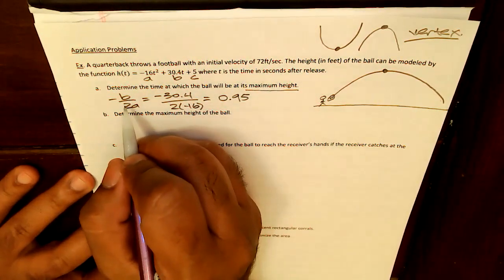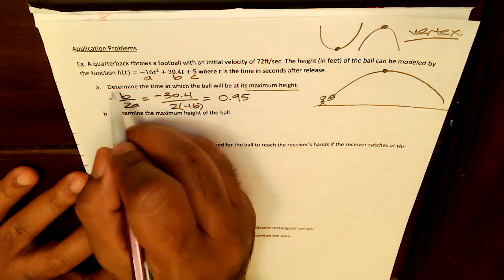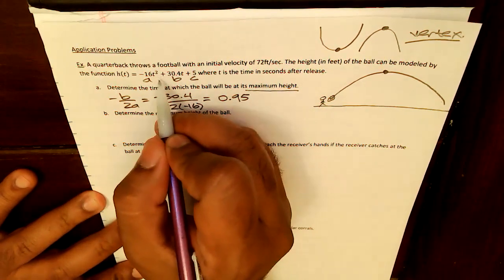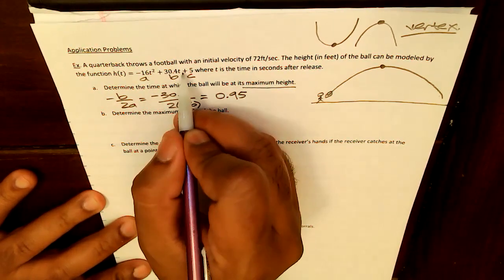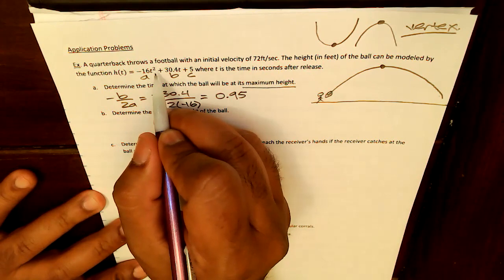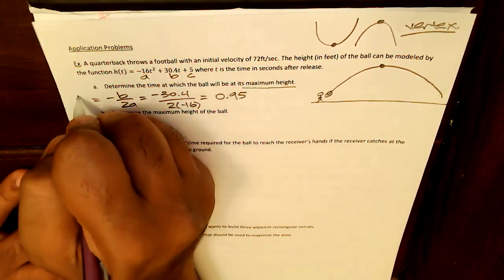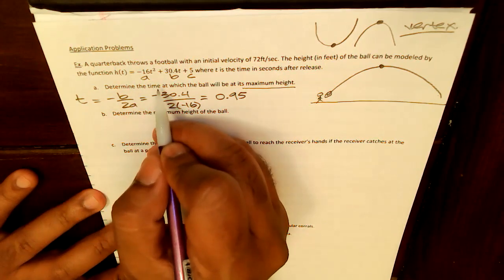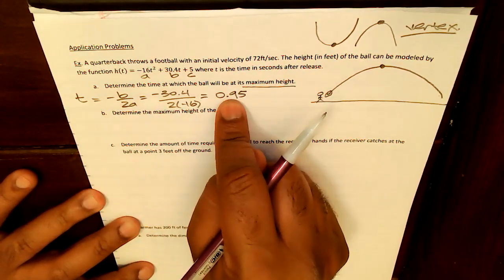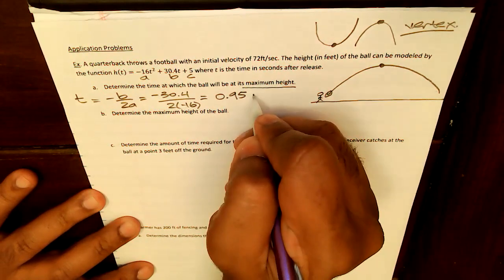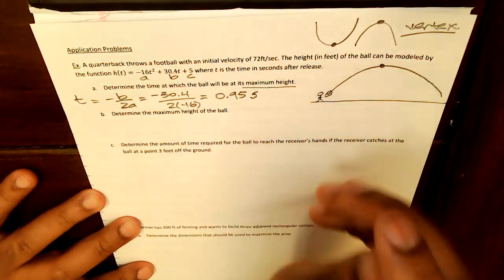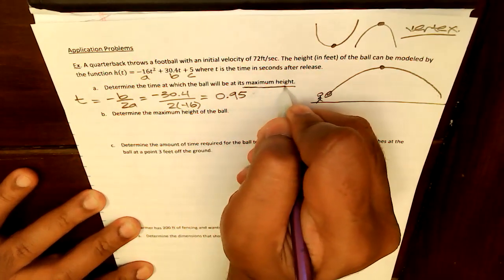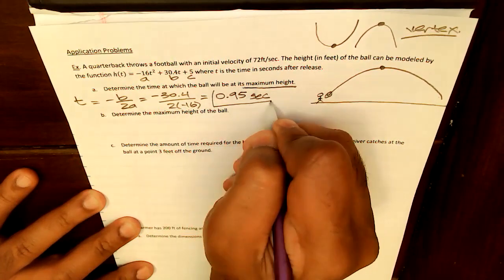Now, when we do negative b over 2a to find the vertex, remember this is the first part of finding the vertex. Typically, this would give us the x value. However, this time my function is not in terms of x, it's in terms of t, which represents the time. So when I do negative b over 2a, that tells me what t is equal to. Part A is asking me to determine the time, which is t, so I've found it. The 0.95 is my answer, and in this case we're looking at 0.95 seconds. That's how long it's going to take the ball to reach the peak.